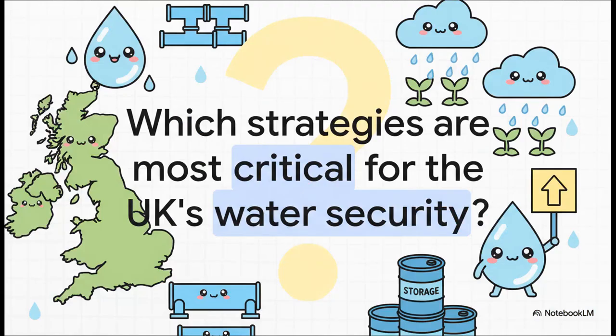All right, to wrap things up, I want to leave you with a question to mull over, the kind of thing you might see on an exam paper. When you think about the UK, with our crowded island and our increasingly bonkers weather patterns, which of these strategies do you think is going to be the most critical for us over the next 50 years?